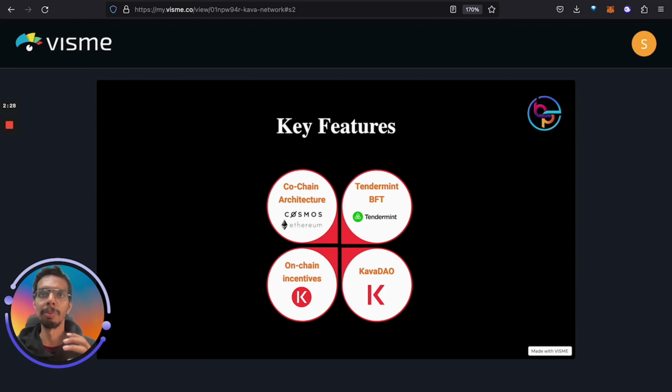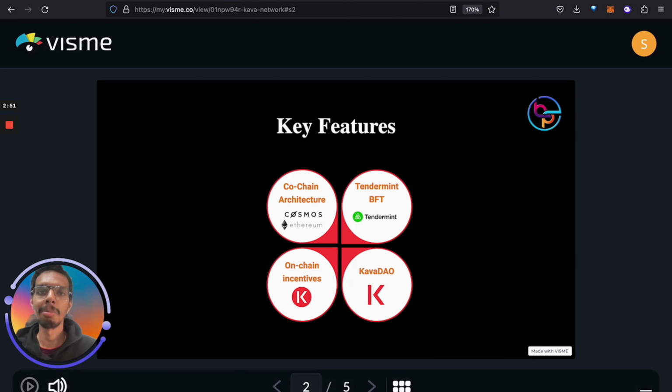We're going to talk more about this architecture in the next slide, but there is a fundamental question that we should answer before we move ahead. The question is, why do we even need a co-chain architecture? Why was there a need for having a co-chain architecture? Why not just go with some other kind of architecture?